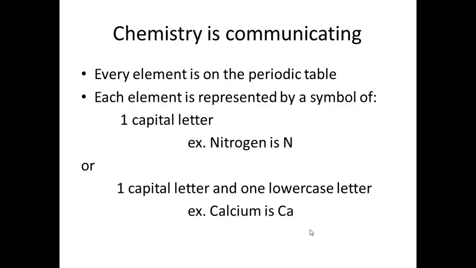Now, this is stuff that you may already be well aware of, but each element is on the periodic table. I believe I passed out a copy of the periodic table to you. Each element is represented by one capital letter, like nitrogen right here. The symbol for nitrogen is N. Or one capital letter and a lowercase letter, like calcium is Ca.